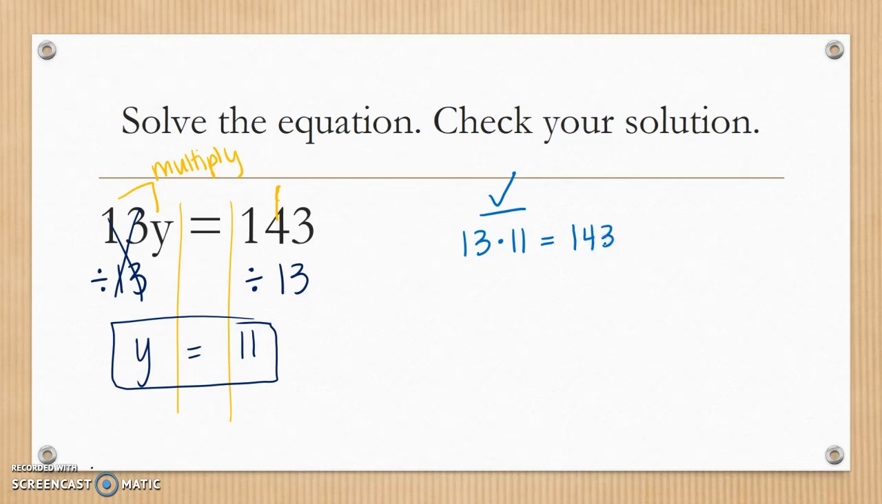This is one of those problems where the math fact might not be as quick. So actually taking the time to really multiply and make sure we're right is going to be very beneficial. And we do get 143. So we know that our value of y should be 11.